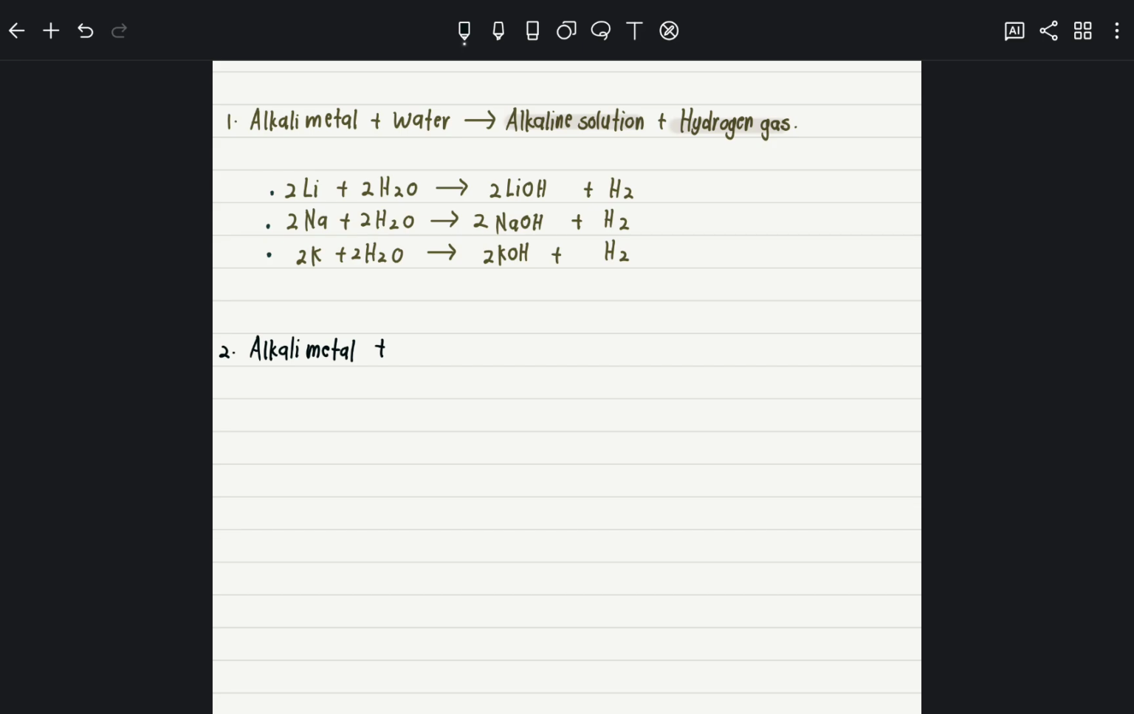Kalau dia react dengan oxygen, dia form apa? Kalau dia dengan gas klorin, dia form apa? Tu memang you kena tahu. Okay, nanti you belajar apa syllabus, adalah penambahan-penambahan dia according to your level.